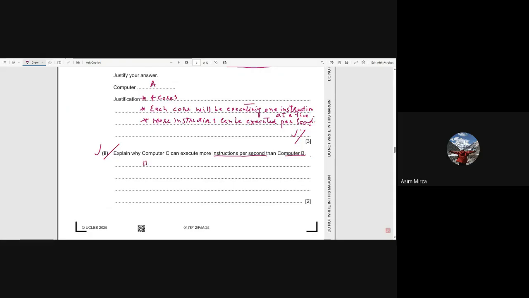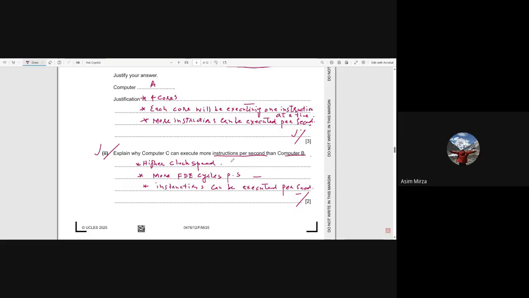So computer C has a higher clock speed, and it can perform more FDE cycles per second. Because of its speed, more instructions can be executed per second, just because of its speed, right? Clear?